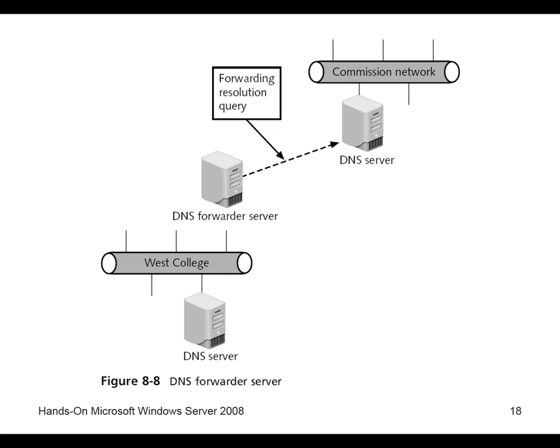And basically, this is all it is. You have a DNS server at West College. It's trying to get information to the commission network. It forwards it to the next DNS server, which forwards it again and forwards it again until it finally reaches that DNS server that it needs to on the commission network.